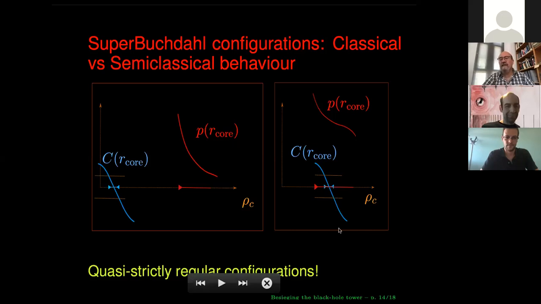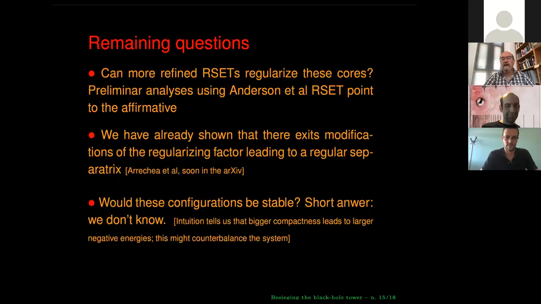Instead, when you integrate the semi-classical equations, the two windows, the window in which you control the value of the compactness and the places in which the pressure is under control, coincide in a central core. So we have found what can be called quasi-strictly regular configurations, and they are quasi-strict only because at the end of the day, at R equals 0, in the final stages of the radial coordinate, they blow up. They go to these wormhole solutions.